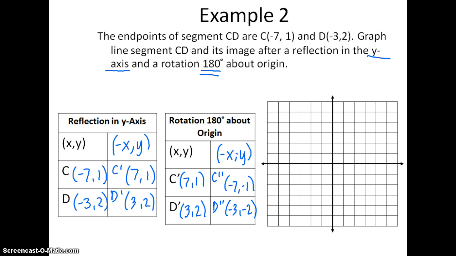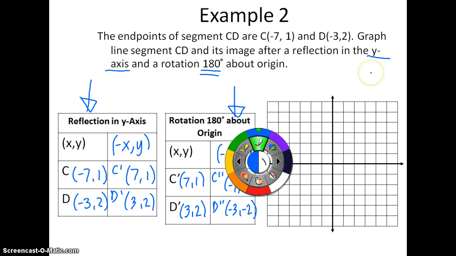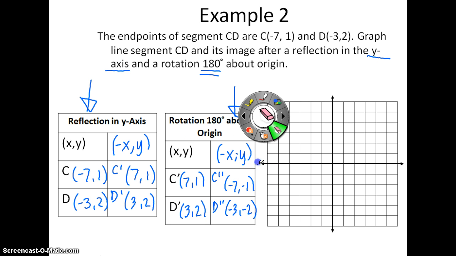Now I graph my original figure and my final figure. So negative 7, 1, 2, 3, 4, 5, 6, 7. It's a little bit off the graph. Positive 1. Oops. Right there is my C. D is negative 3, positive 2. It's a line segment. Then I graph my final figure. Negative 7, negative 1. And negative 3, negative 2.